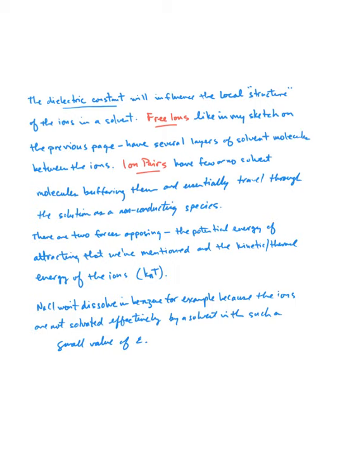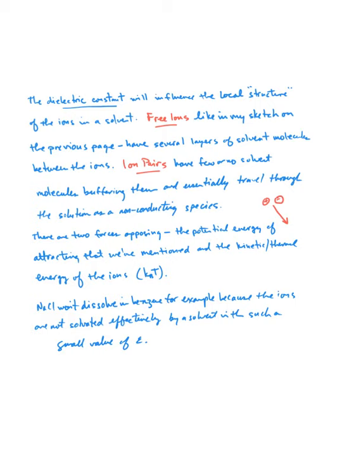When you have an ion pair, essentially that pair of ions goes through the solution as a non-conducting species, because what is conduction? It's the movement of charge. If you have a cation and an anion who are essentially going through life together as a pair, that really is a net zero charge moving through the solvent. You're not conducting charge. Now there are two forces opposing that lead to either ion pairs or free ions.